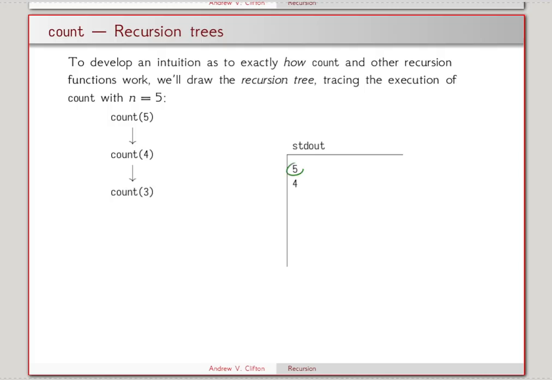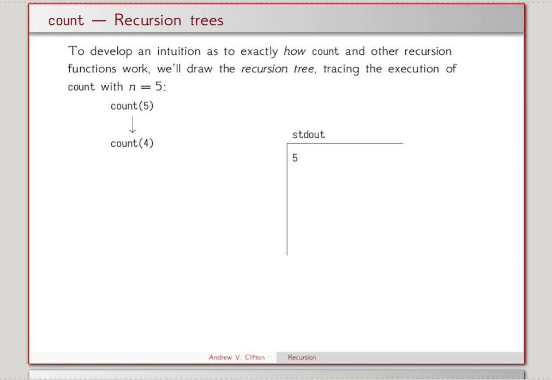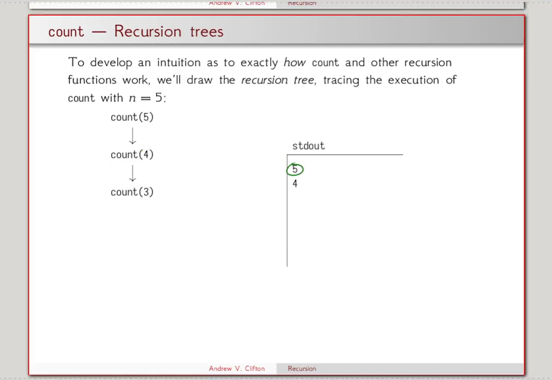But it also prints 5. Sorry, let me back up a step here, right? When we call count n minus 1, before we do that, we print 5. We do the cout for 5, so 5 appears over there. Then it drops into the count of n minus 1, so n minus 1 is 4. But then the same thing happens here, right? Before we go into the count 3, we're going to print 4, so the 4 appears there. And then we call count 3.